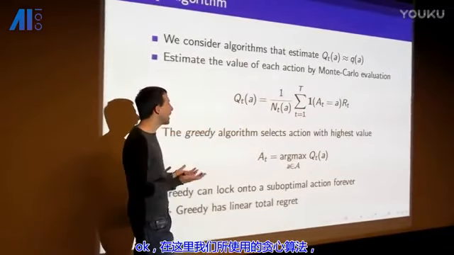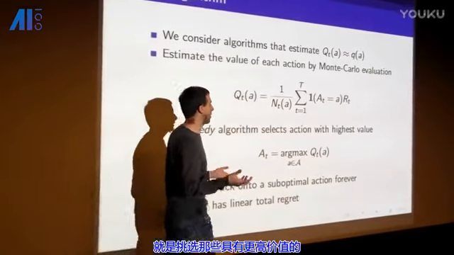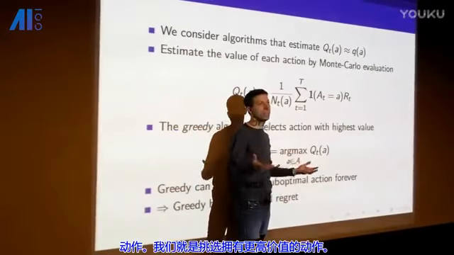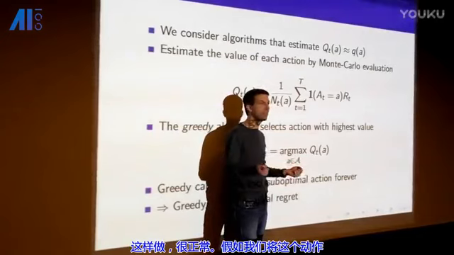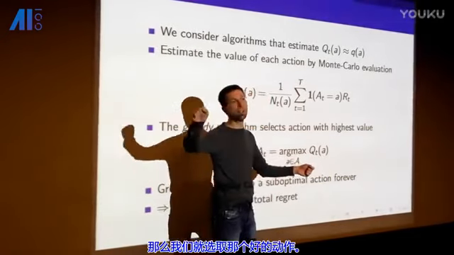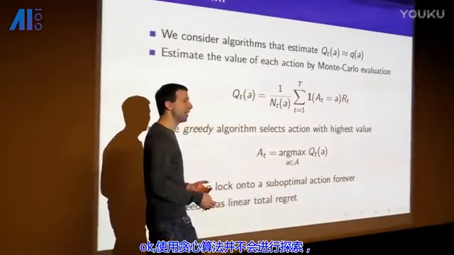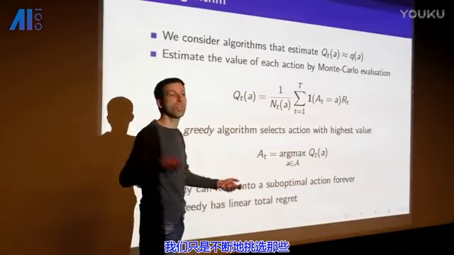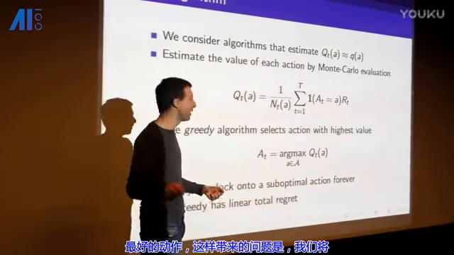Okay, so the greedy algorithm, what does it do? Well, it selects the action with the highest value. That's the natural thing to do. So we've estimated how good this action is, we've estimated how good this action is. If this one's higher, we just pick it. Okay? And the greedy algorithm doesn't explore at all. It just picks it, picks it, picks it, picks it.